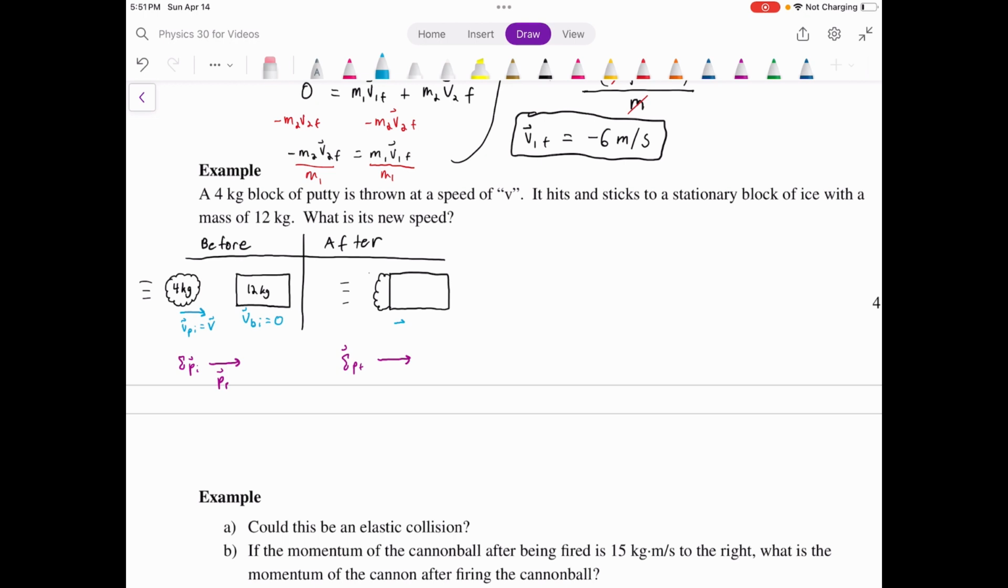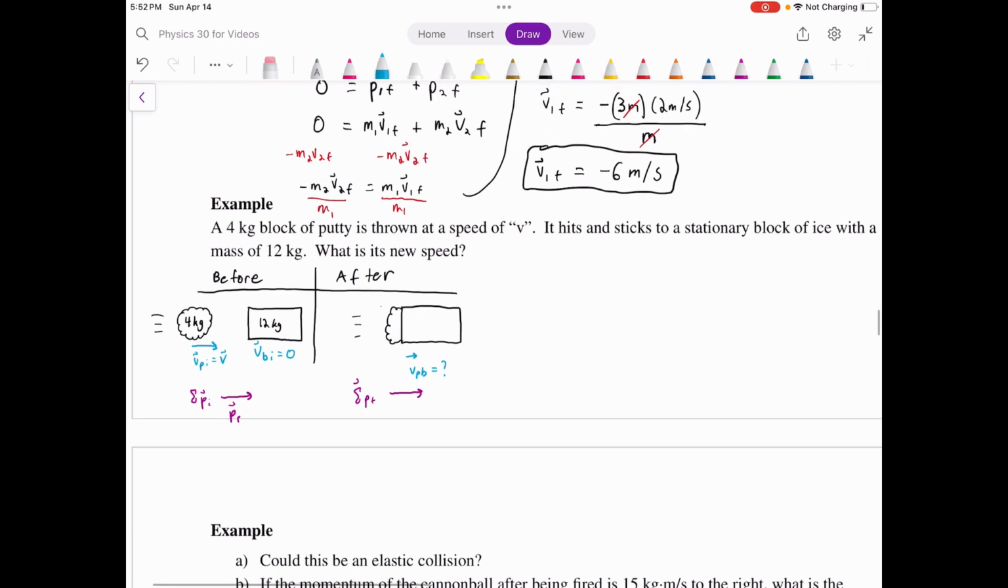I'm going to say V_PB. That's for putty block, okay? Because it's now really one object. It's the putty and the block of ice stuck together. We want to figure out what its new velocity would be in terms of that initial speed v, okay?